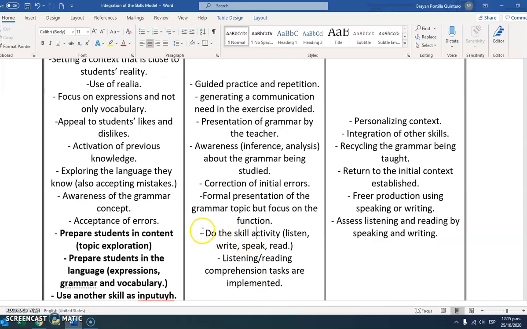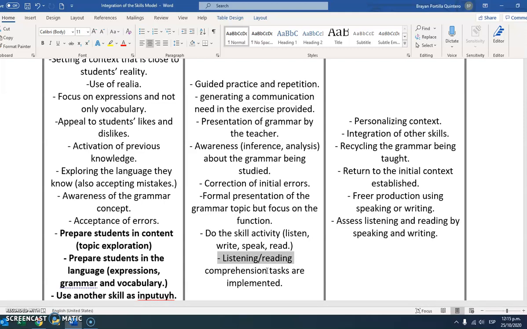This is the moment in which the teacher does the activity with the skill. So this is the moment where the students are going to do the listening, where the students write, where the students speak, or where the students read; this is the main skill being used during the session. And then they do the listening or reading comprehension task. So you carry out a listening or reading task activity to see if the students really understood the topic.